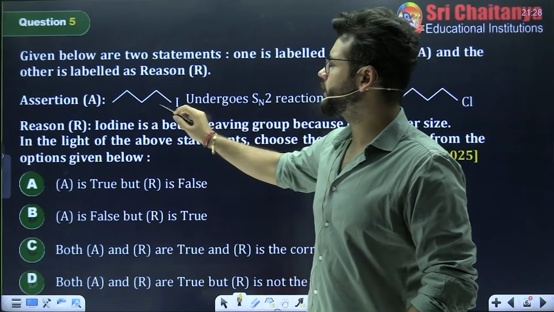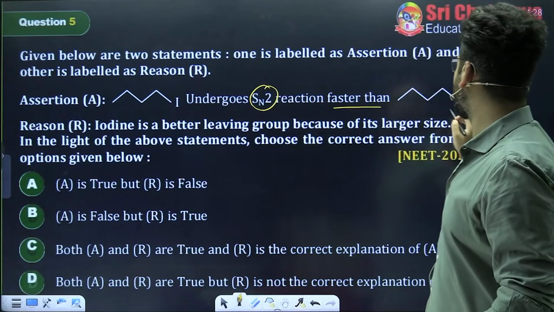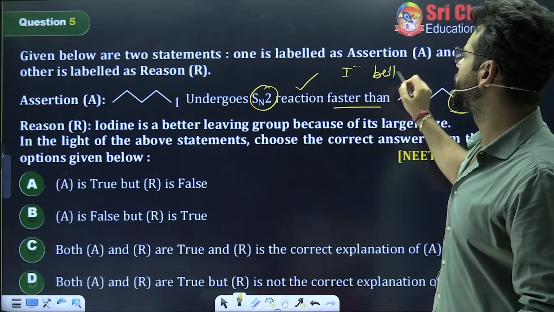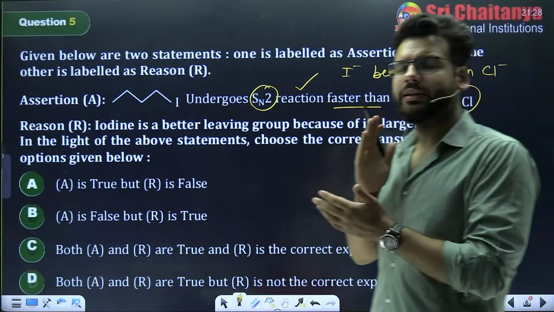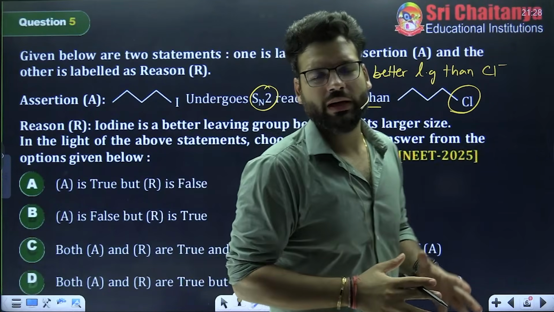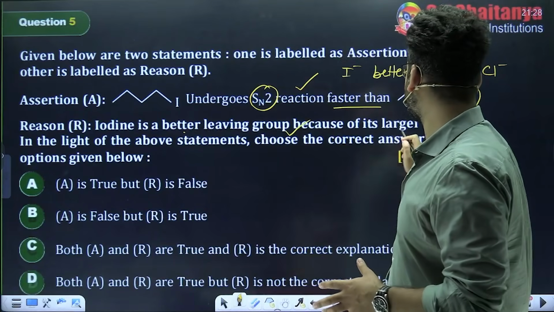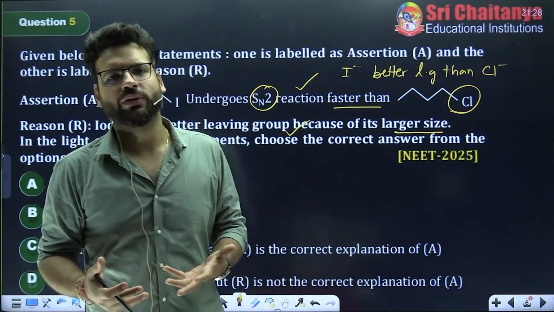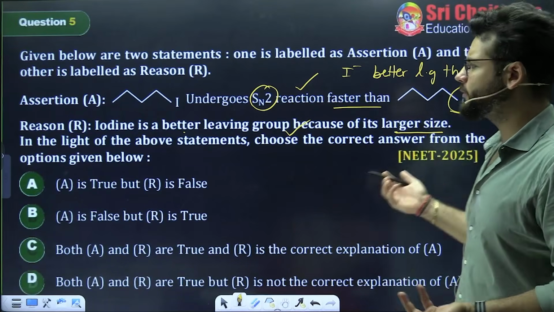Assertion reason type question. They say iodobutane undergoes SN2 reaction faster than chlorobutane. The assertion is absolutely correct. The reason: I minus is a better leaving group than Cl minus. Whether the reaction is SN1, SN2, E1, E2, any reaction, iodides are always more reactive than chlorides. Iodine is a better leaving group because of its larger size and its poor basic strength. The one which is a poor base is a good leaving group. So leaving group ability depends on larger size.